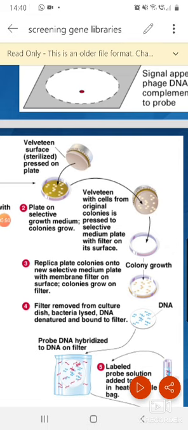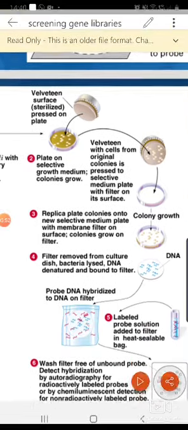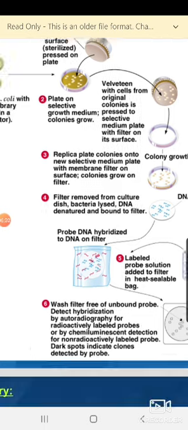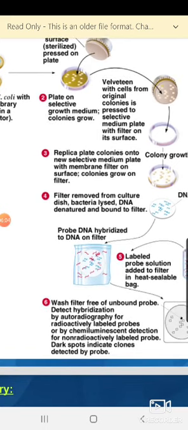So you can write in just one line that you have a round-shaped filter paper, meaning a nitrocellulose membrane, where you transfer the colony. Once you finish this, the filter is removed from the culture dish and the bacteria are lysed by alkali lysis. We need to lyse the bacterial cell to get the DNA. Then the DNA needs to be denatured and bound to the filter paper.